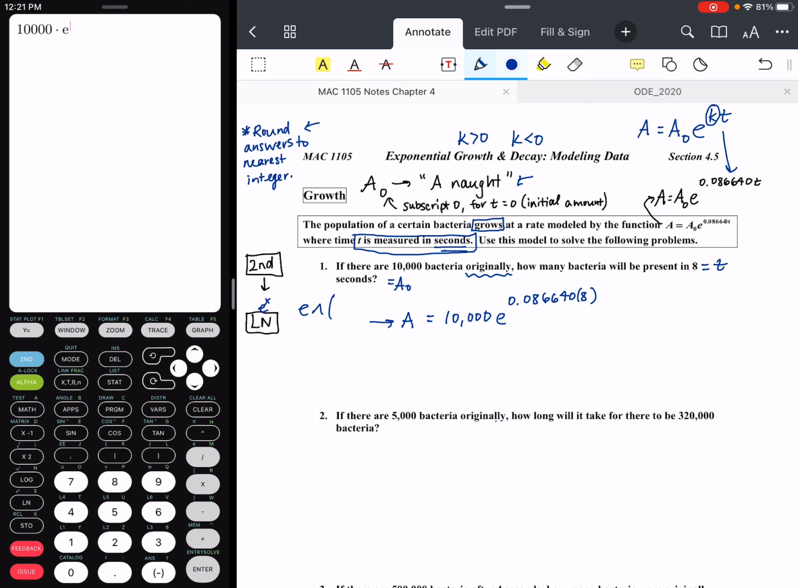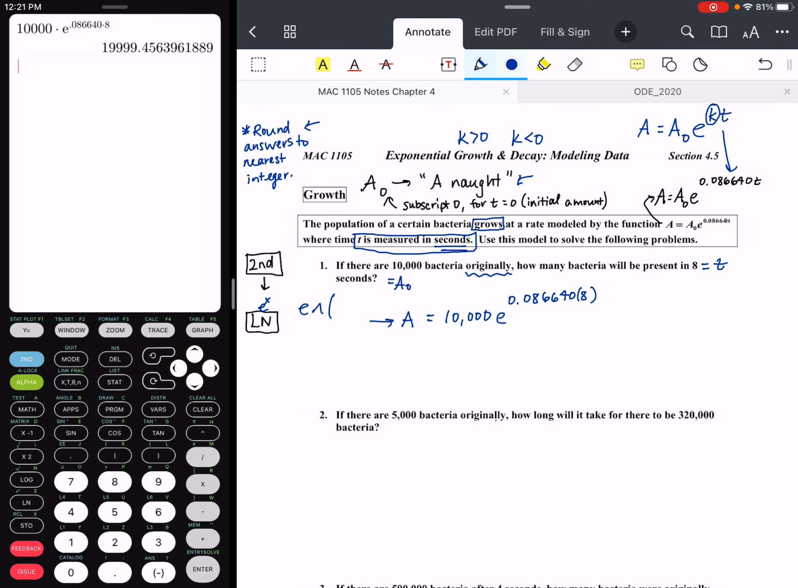For me, I don't need the parentheses, so I'm just going to start typing 0.086640 times 8. That whole product is going to be up in my exponent, so I can hit enter. And there's my result. If I'm rounding to the nearest whole number, the nearest integer, this is approximately 19,999 bacteria.